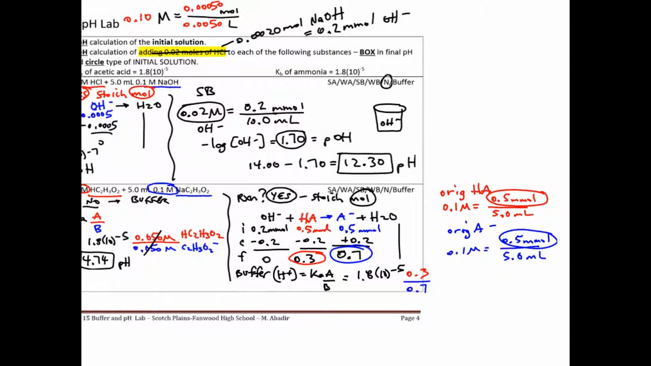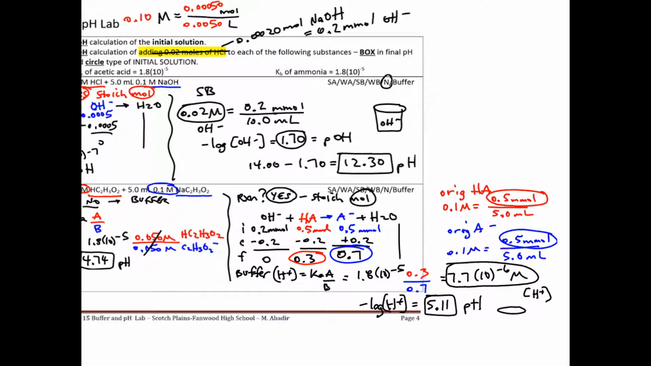And I do the math for that. I'm going to get 7.7 times 10 to the minus sixth molar. And that is going to be my concentration of H plus. So if I take the negative log of H plus, I'm going to get 5.11 as my pH, which is acidic, which makes sense because this is an acid buffer. So if I take one little picture at the end of this, I'm going to have at the end still a buffer. I did not wreck my buffer. Even though I added OH, I didn't add too much, so I still have a buffer.